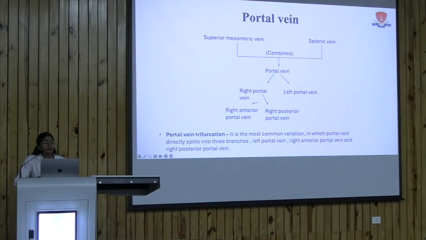Portal vein is formed by union of superior mesenteric vein and splenic vein behind the neck of pancreas, and just before entering the liver it divides into 2 branches, right and left portal vein. The left portal vein supplies the left liver, and right portal vein further divides into right anterior and right posterior portal veins. The most common variation in portal vein distribution is portal vein trifurcation, in which portal vein directly splits into 3 branches: left portal vein, right anterior and right posterior portal veins.